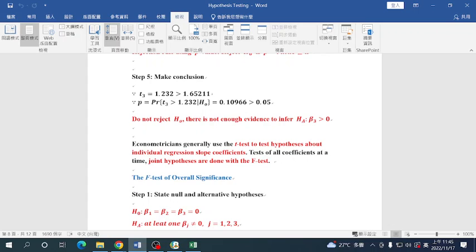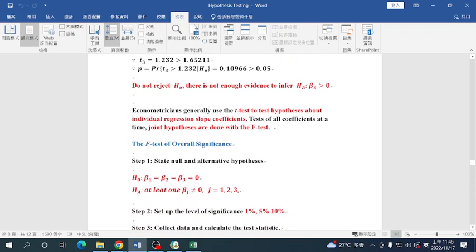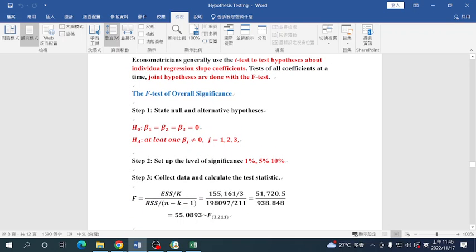So step 1, like this. Then step 2: just use either 1%, 5%, or 10%. I'm using 5%. After you learn this one, you can go back home and change the level of significance and do the practicing. Okay? So what F statistic am I using? This is F. And where do all these numbers come from?